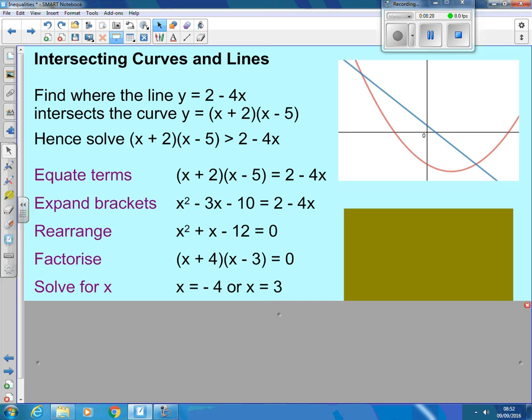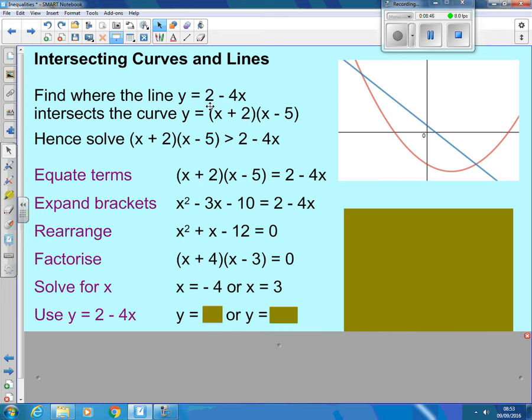So I need to slot x equals minus 4 into one of these two equations, and the same thing for x equals 3. The easiest one to slot it into is the first one. So if I put x equals minus 4 in here, I get 2 minus 4 times minus 4. Well, minus 4 times minus 4 is plus 16. 2 plus 16, 18.